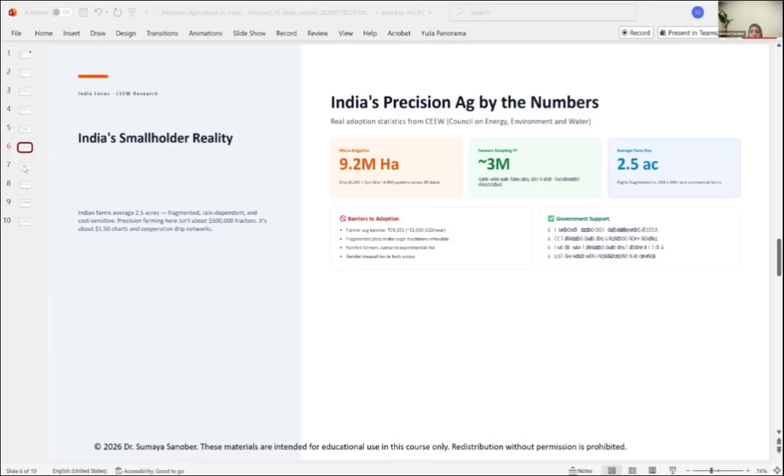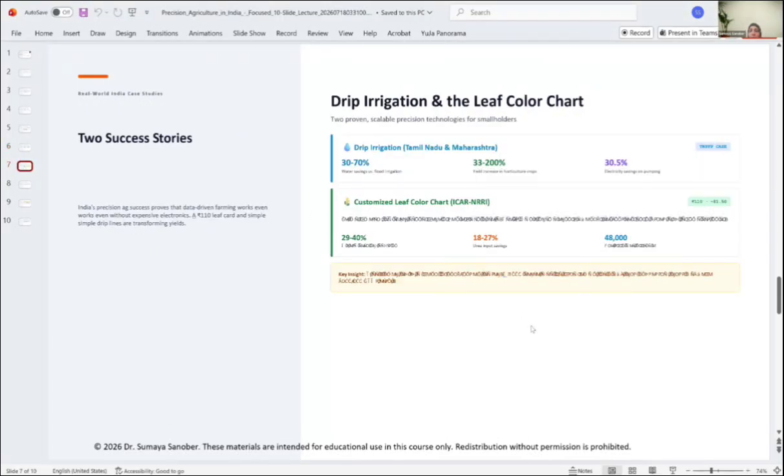Then the next thing we have is drip irrigation and the leaf color chart, right? So what are drip irrigation and a leaf color chart doing? This is also a very inexpensive solution for small farmers. So the first is called drip irrigation.